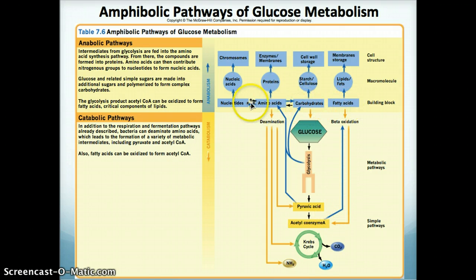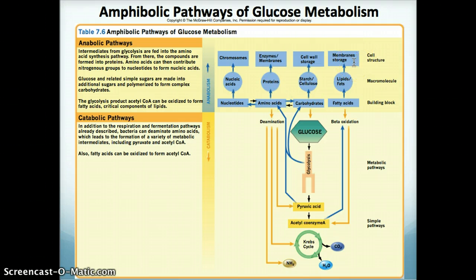And when we look up here, our nucleotides will be then built into nucleic acids, which can be formed into chromosomes. Our amino acids, when put together, can be made into proteins. These proteins will work as enzymes or maybe become part of our membranes. Carbohydrates can be made into starch or cellulose as they're built up to bigger macromolecules, which can be part of the cell wall or perhaps storage for energy in the future.